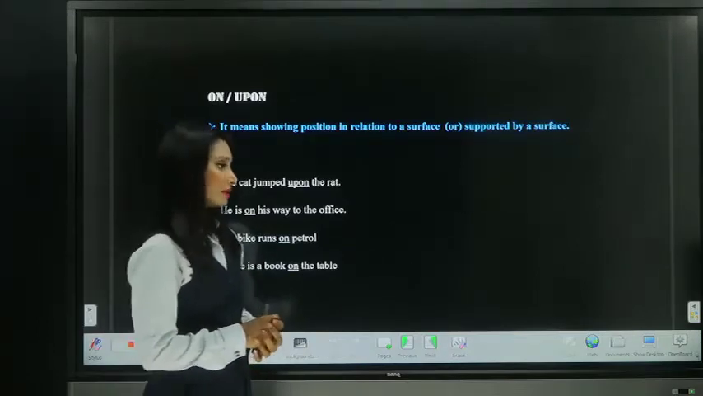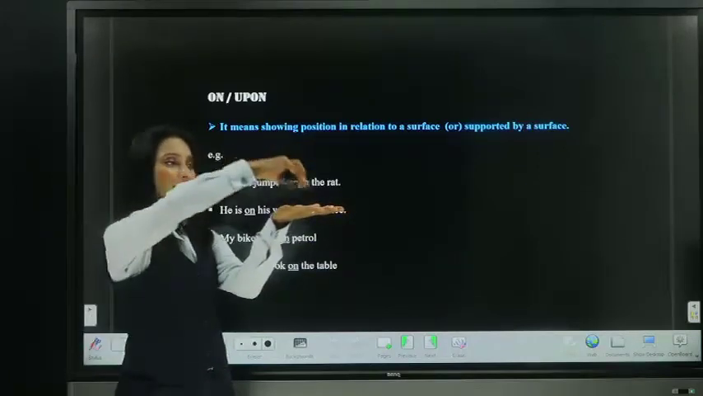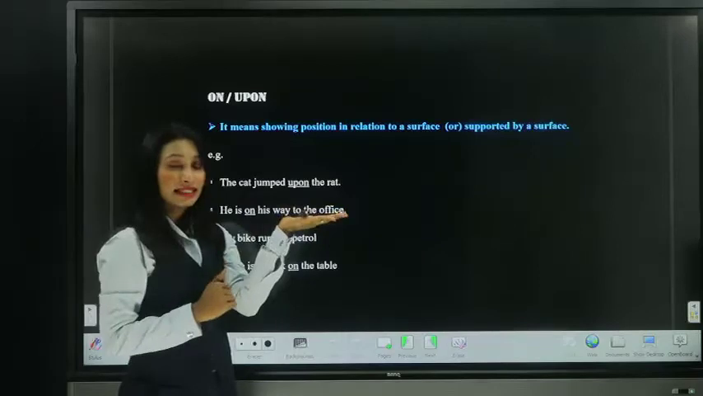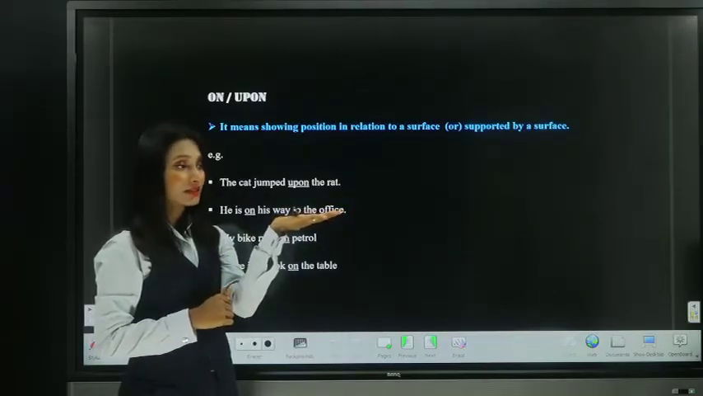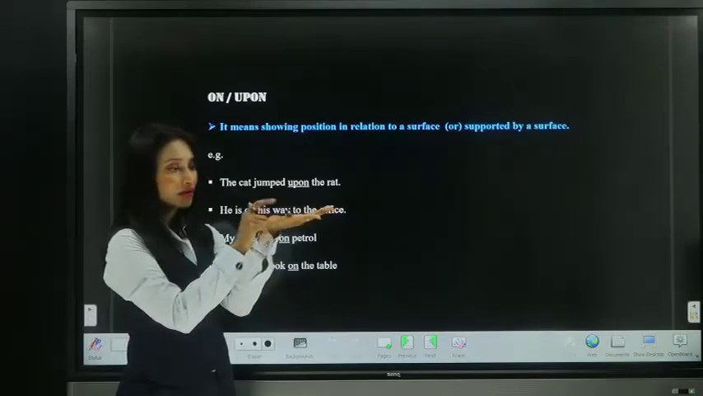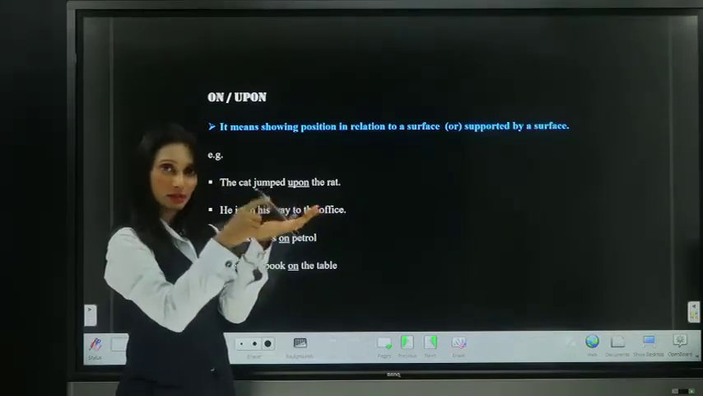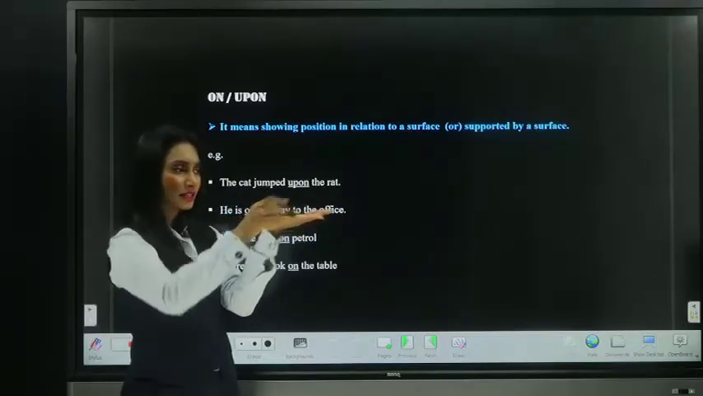Okay, let me tell you. "On" generally indicates the contact between the surfaces of two things. There is a book on the table. There is a pen on the table. It talks about the contact between the surfaces of those two objects, a book and a table, a pen and a table.